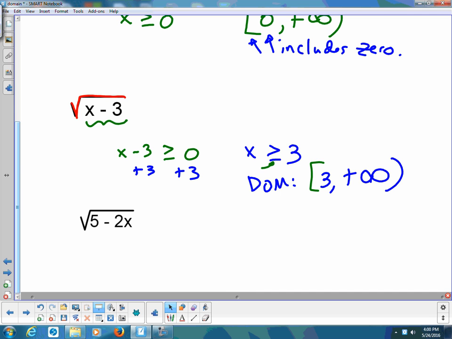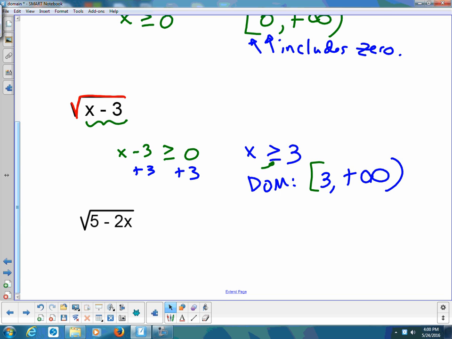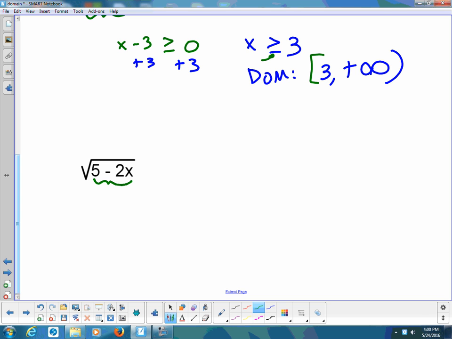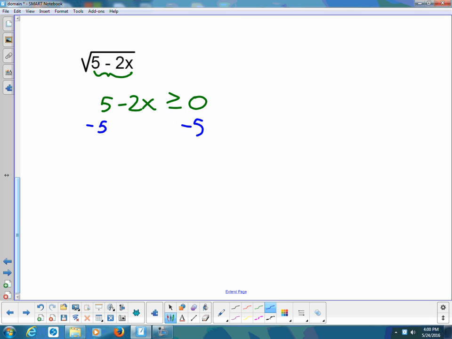What about the domain for the square root of 5 minus 2x? Again, if we want the domain for this, we want to make sure that whatever's under the radical has to be greater than or equal to 0. So this is what we want to solve. We're going to subtract 5 from both sides, so I get negative 2x is greater than or equal to negative 5. I need to solve this inequality for x, so I'm going to divide both sides by negative 2.